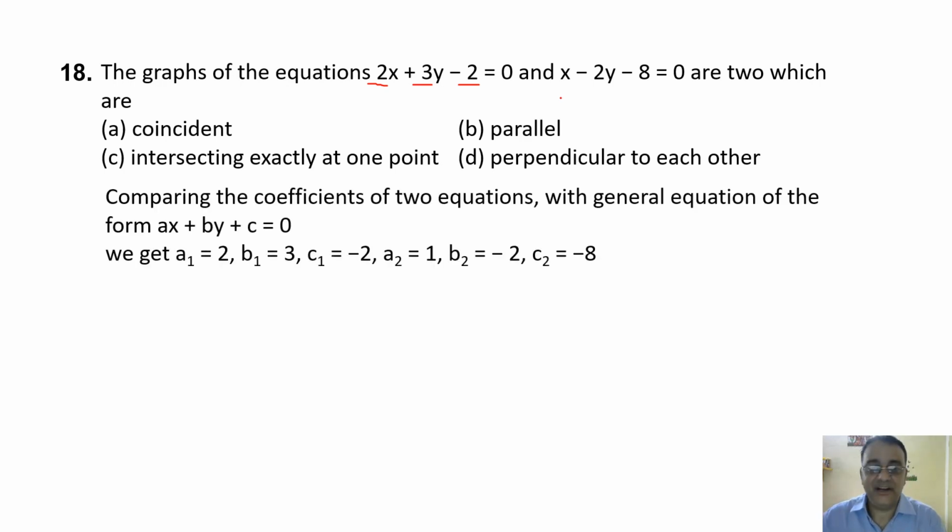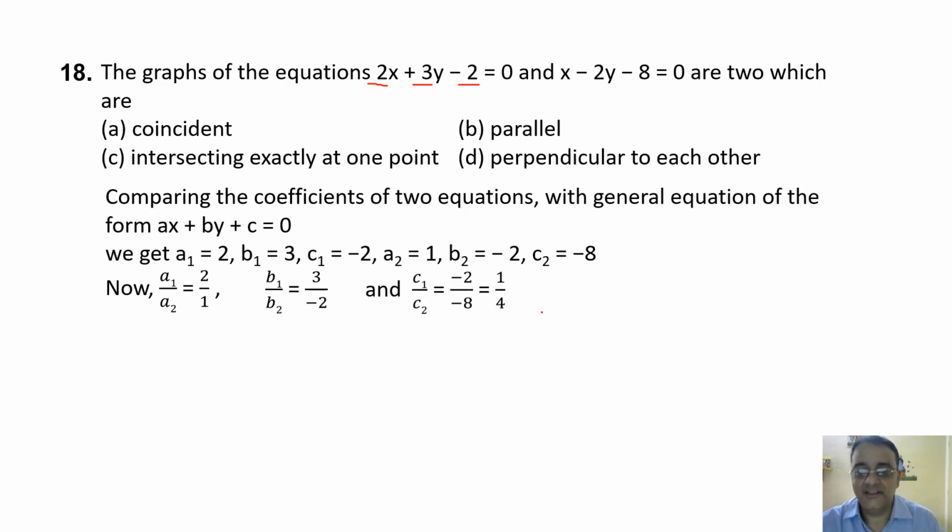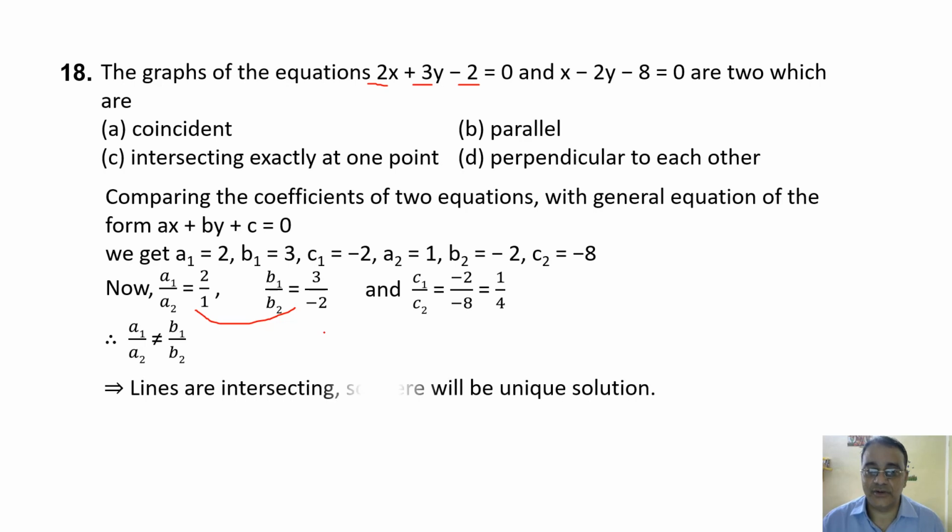Now we'll find a1 upon a2 first. We are getting 2 by 1. And b1 upon b2 is 3 upon minus 2, that is minus 3 by 2. Here both are different, so there is no need to go for the third ratio. Anyhow, the third ratio is 1 by 4. These are not equal to each other, so again the lines are intersecting and it has a unique solution. Which option is correct? Option C.